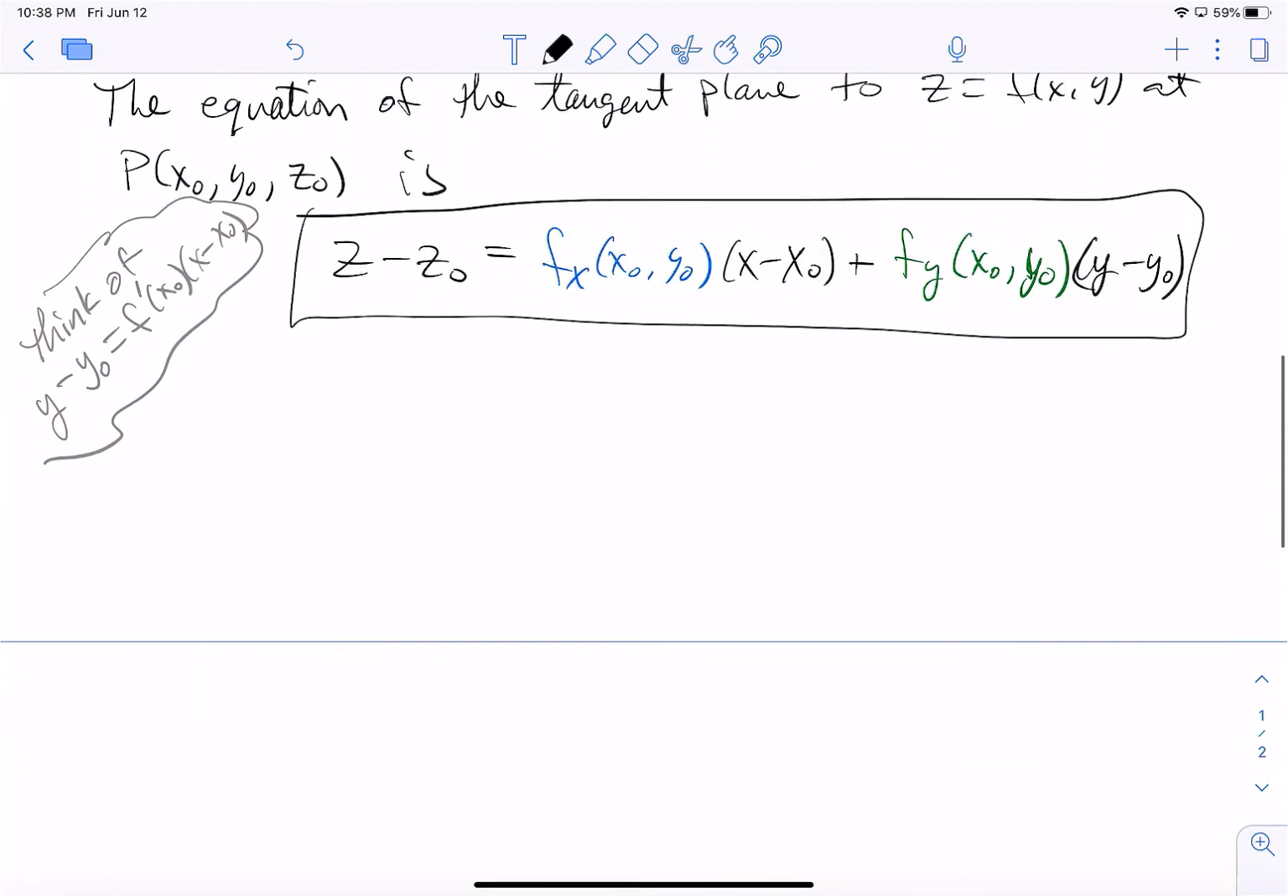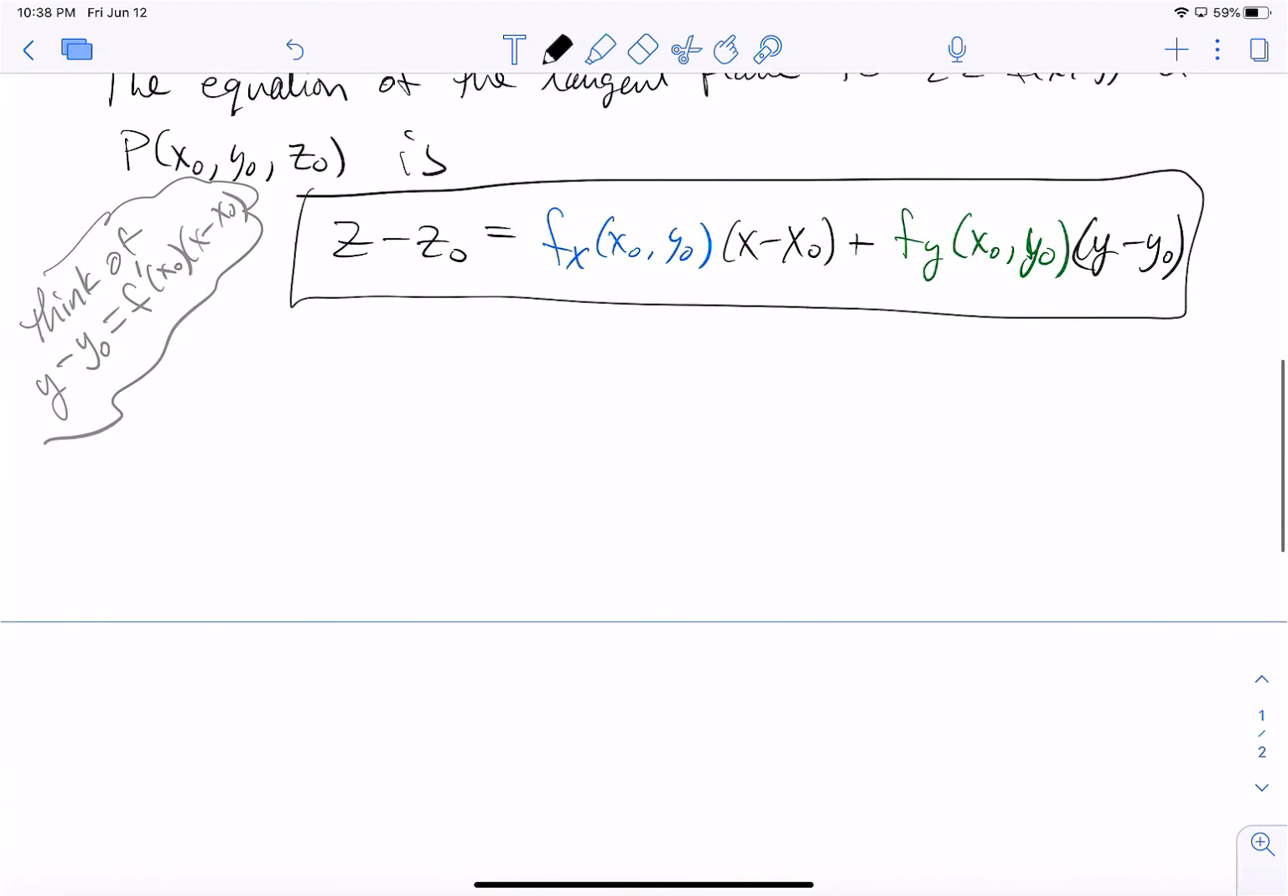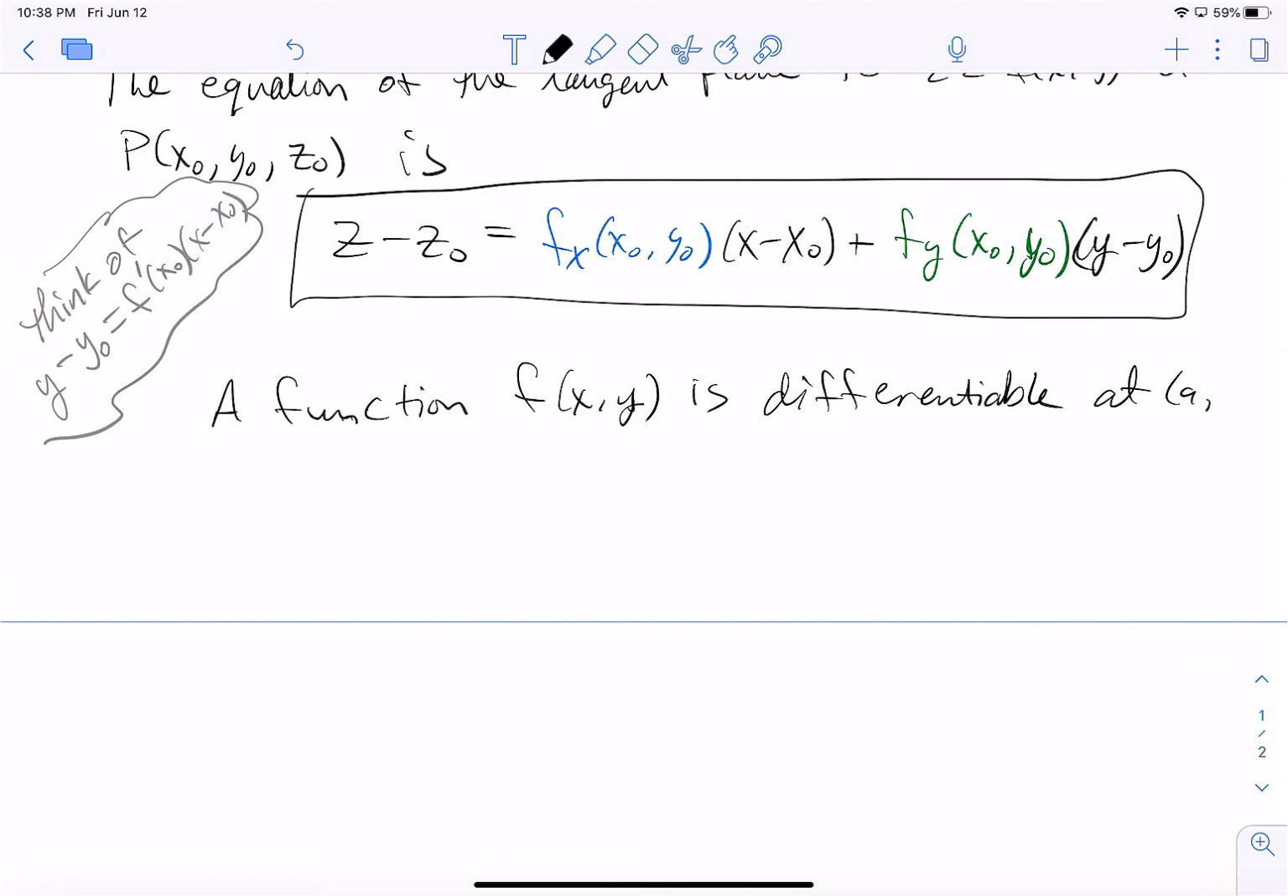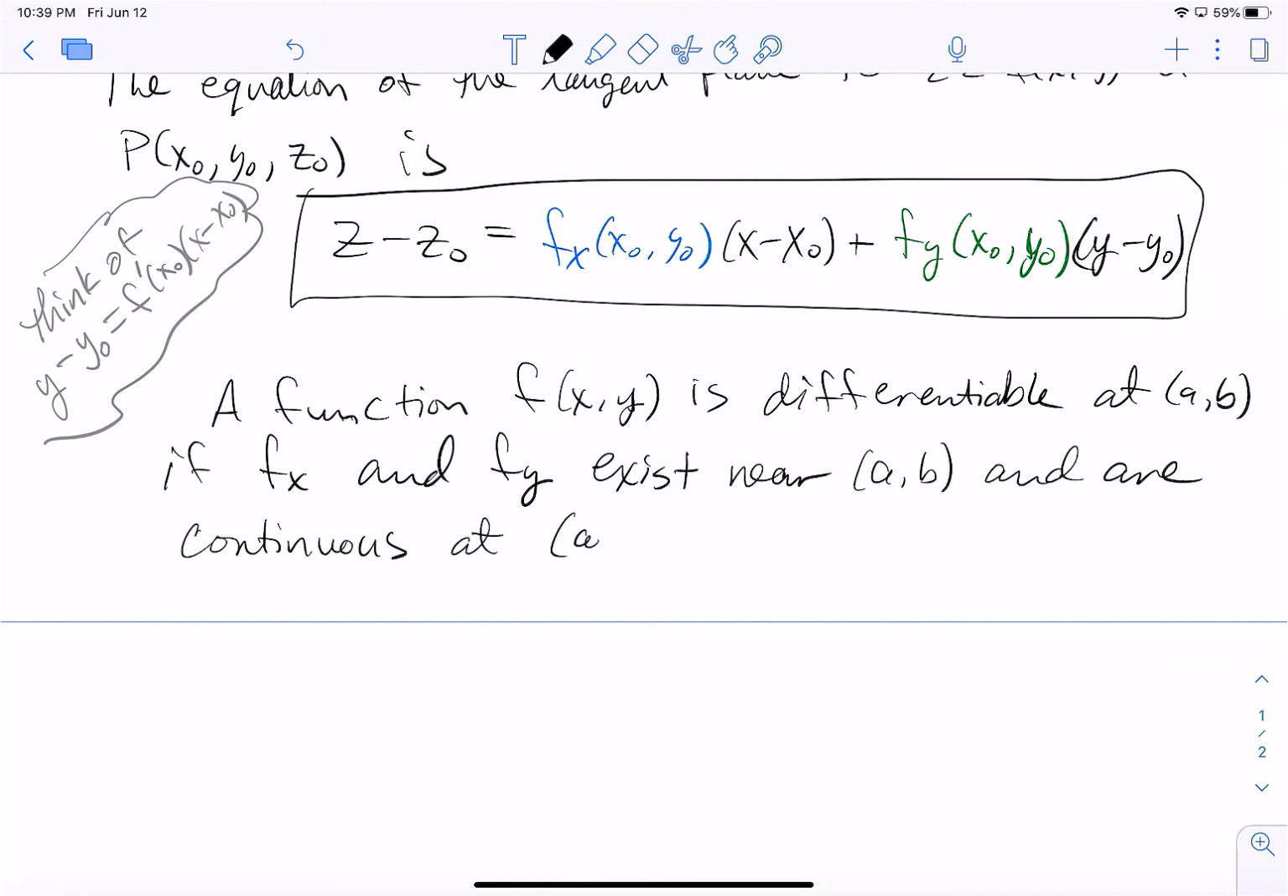Now we're talking about partial derivatives here, and we can say that a function f of x, y is differentiable at a point (a, b) if the partial with respect to x, fx, and the partial with respect to y, fy, exist near (a, b) and are continuous at (a, b).